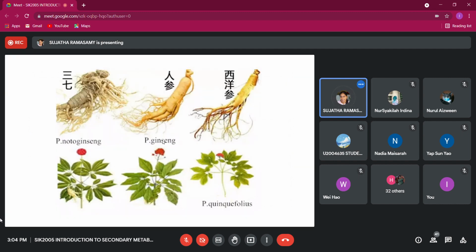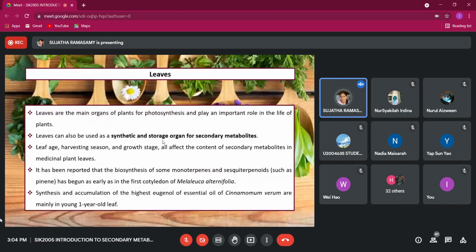And they found the terpenes, for example monoterpenes and sesquiterpenoids, start to accumulate or start to biosynthesize at the early first cotyledon of the plant. That means when these plants start to grow bigger and bigger, the content of monoterpenes and sesquiterpenoids will increase.